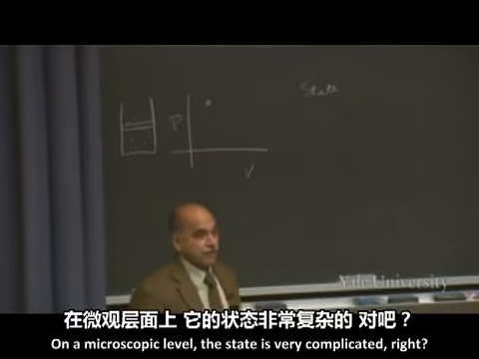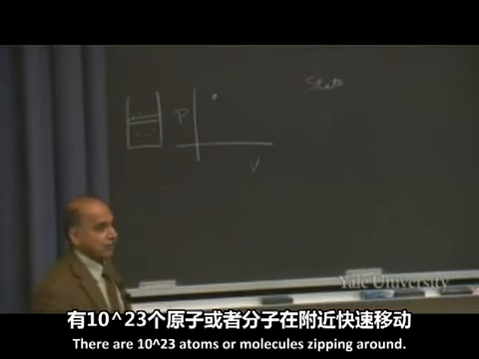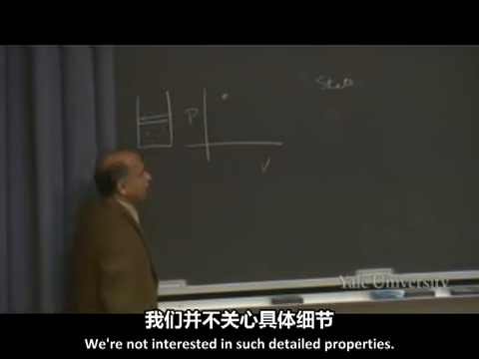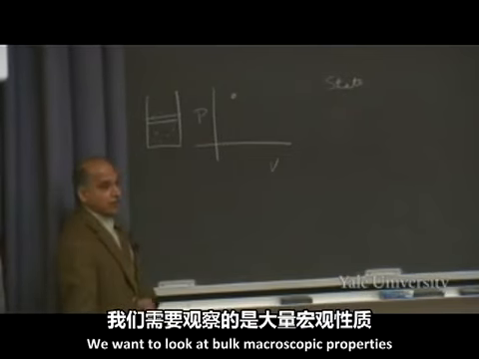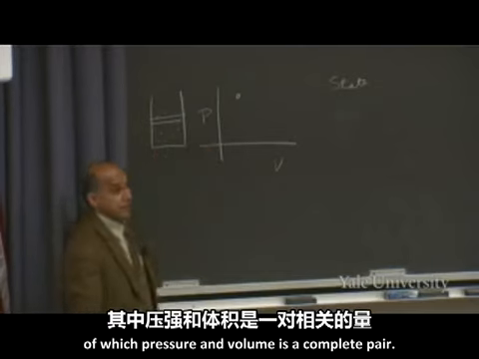At a microscopic level, the state is very complicated, right? There are 10 to the 23 atoms or molecules zipping around. We're not interested in such detailed properties. We want to look at bulk macroscopic properties, of which pressure and volume is a complete pair.